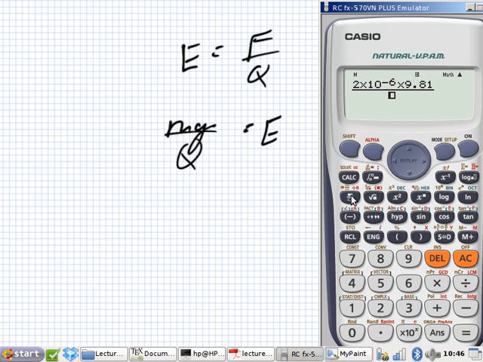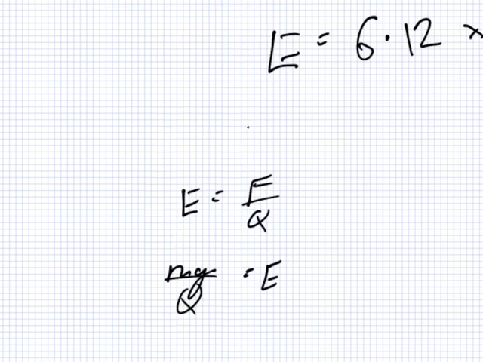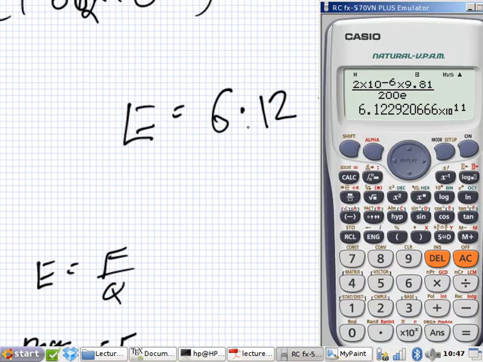How many electrons was there? 200? We won't worry about that. What's the electron number? There you go. Wow.